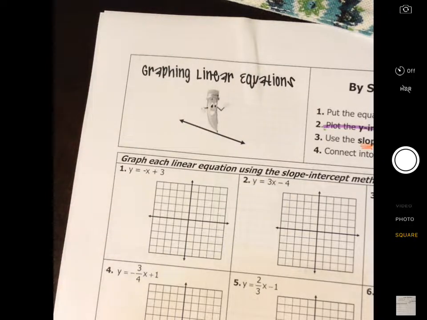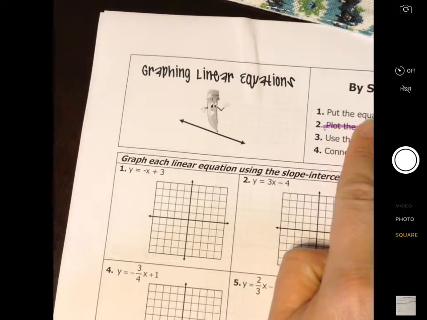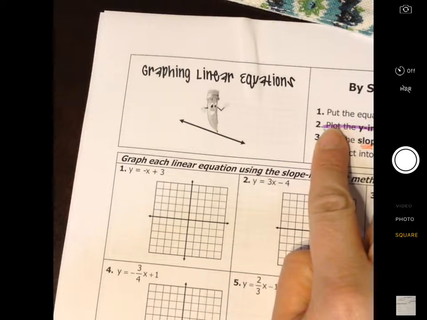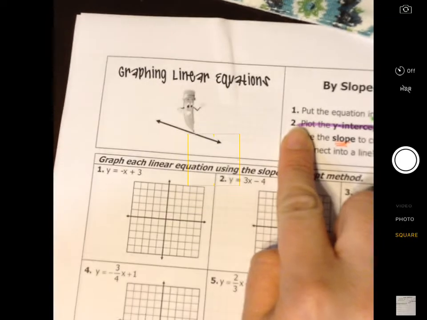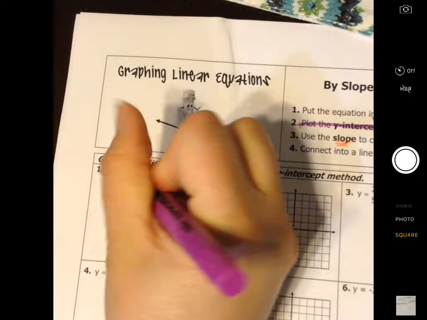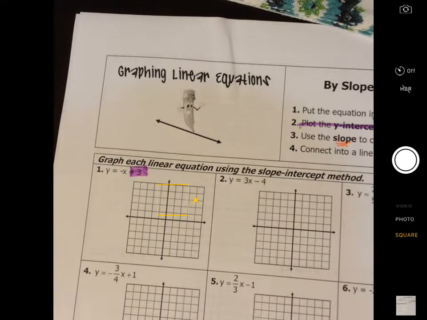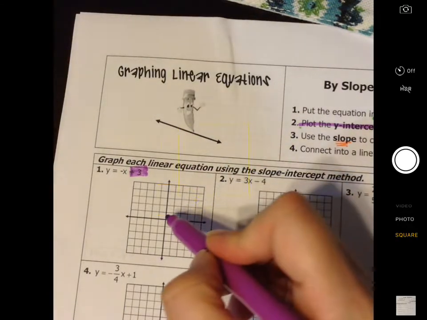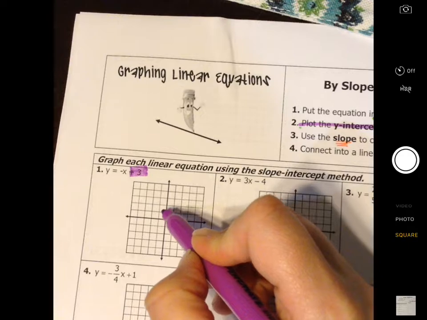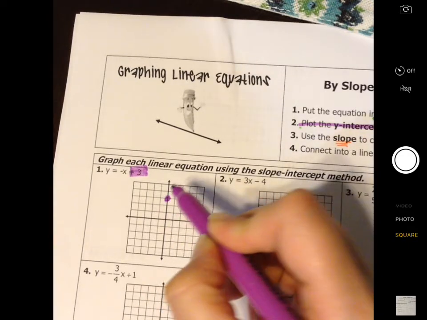So first ask yourself, is it written in slope-intercept form? This one is. Our first step, so we're done with the first step, it's written in slope-intercept. The next step says to plot the y-intercept. So my y-intercept is positive 3. I'm not going to number all my graphs right now just because that's going to take me forever. So we're going to assume each square is 1. So if I plotted a positive 3, 1, 2, 3.